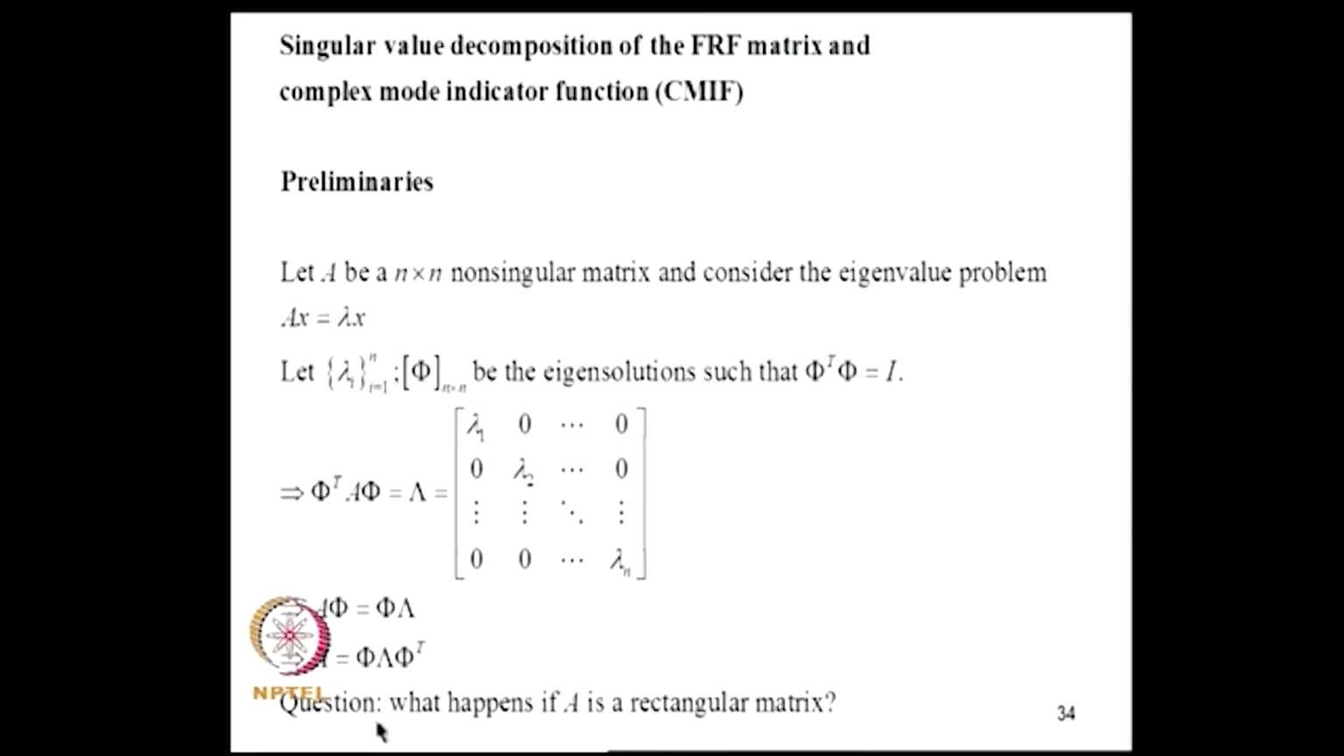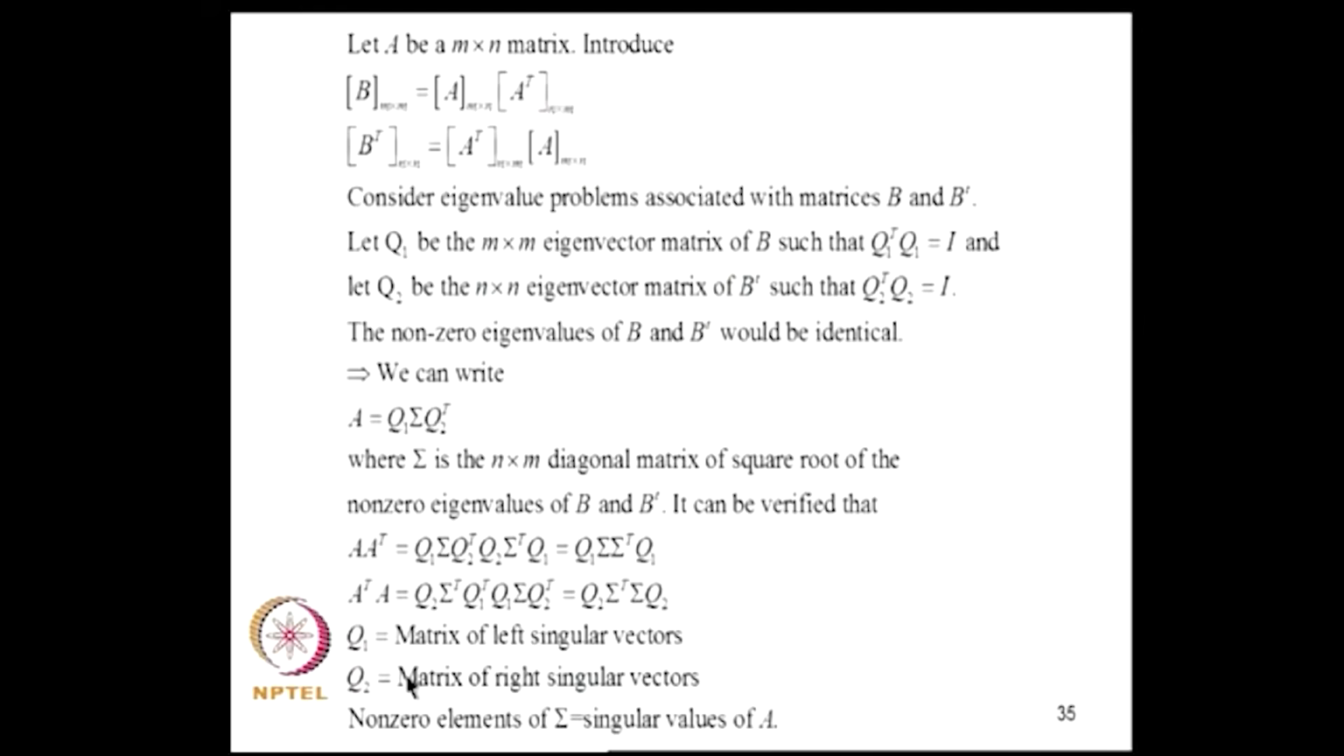So what I am doing is decomposing A in terms of an orthogonal matrix phi and a diagonal matrix lambda. This representation is very useful in evaluating, for example, functions of A and so on and so forth. Now the question we ask is, what happens if A is a rectangular matrix? Can we get a similar type of decomposition for a rectangular matrix? Obviously we cannot talk about eigenvalues and eigenvectors of A directly.